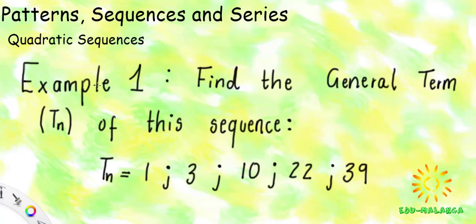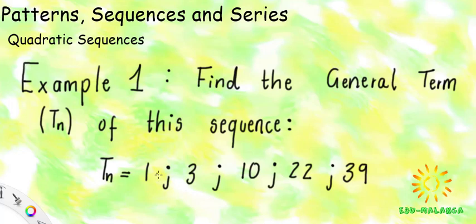The example we will look at asks us to find the general term of this sequence, and the sequence is 1, 3, 10, 22, and 39. So the first thing we do when we get asked a question like this, I know that in this video you know that it's a quadratic sequence, but you may not know this in your test and exam, so the first thing you would have to do is to check and find out what kind of sequence you are looking at. To do this, you have to rule out the two other sequences that we looked at, which is the arithmetic sequence and the geometric sequence.